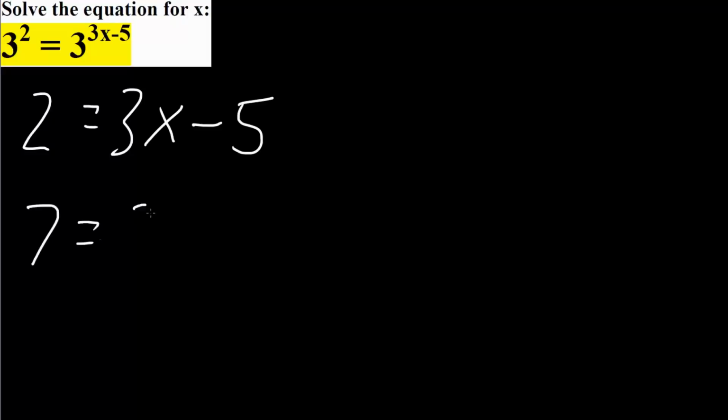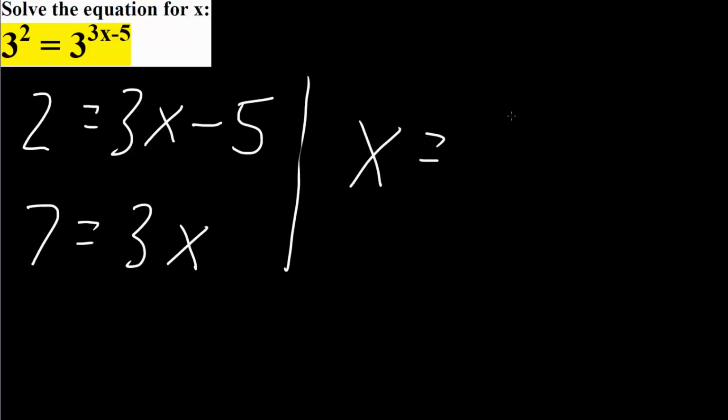And so for this problem, it's kind of easy because we have a common base of 3. Both of these terms have a 3 in the base. So we could say that 2 is equal to 3x minus 5. And we want to solve for x. Therefore, if we add 5 here, we can add 5 here. So 7 is equal to 3x. Therefore, x is equal to 7 over 3. And so we simply box in this answer.